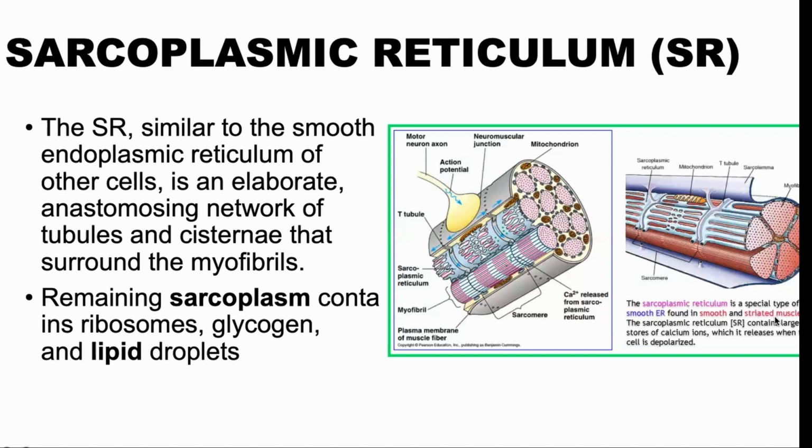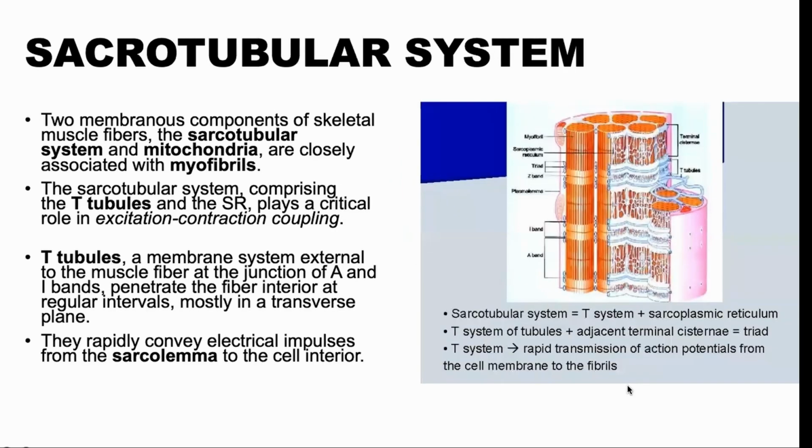What are the striated muscles again? Skeletal and cardiac. They both have actin and myosin filaments. So the sarcotubular system is just the T system. Remember, I talk about the T-tubule, which is an invagination of the sarcolemma, where the sodium can go down and trigger the sarcoplasmic reticulum to release the calcium so that you can have contraction. Yeah, it's a triad system. I'll tell you that in a bit.